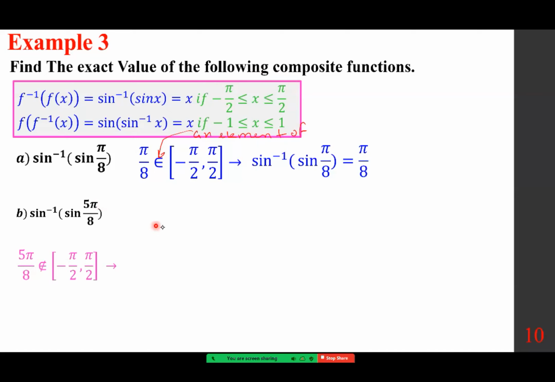So what do we have to do? When that happens, it does have an answer, unlike the previous page, where sine of sine inverse of 1.8 didn't have an answer. This one does have an answer, but it's not 5 pi over 8. We have to find the answer. So what is the process? Find an angle in this interval for which sine theta equals sine of 5 pi over 8. So somewhere here, there must be an angle whose sine value is the same as sine of 5 pi over 8.